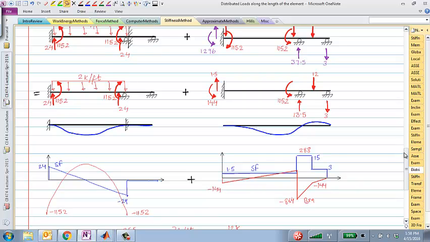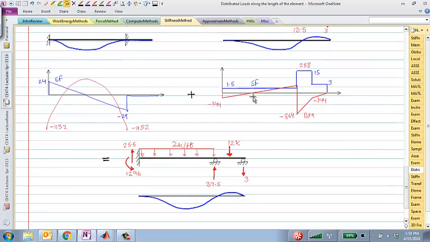And at this point, all that you have to do is to really add them. I won't go through that. I'm sure you can visualize what the addition of these two diagrams would look like. And essentially what we get is a response to the original problem. Okay, so that's how we deal with distributed loads for beam problems.